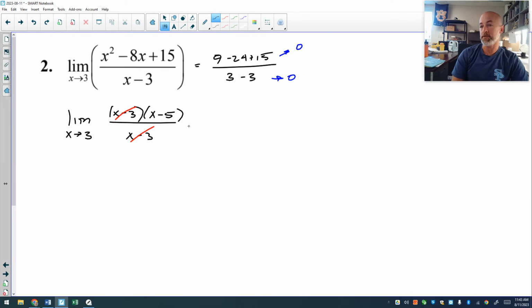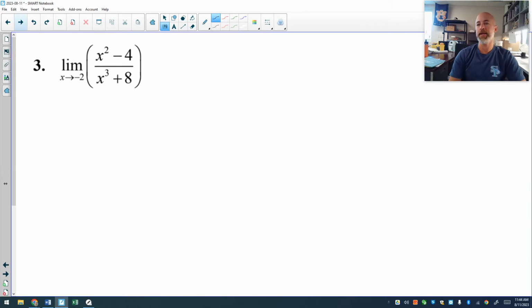And now I can substitute again. I'll try my substitution. Now it's only x minus 5. So I plug in 3 for the x, and 3 minus 5 is -2. So there's our answer for number 2. Let's look at this one.